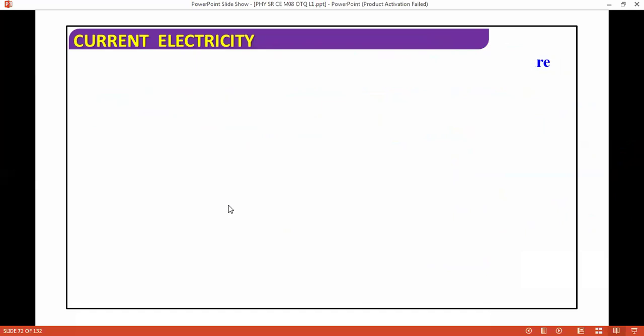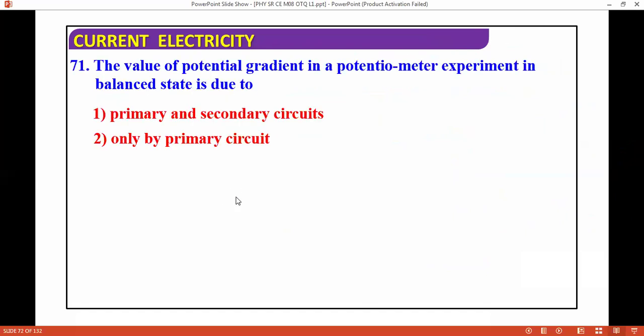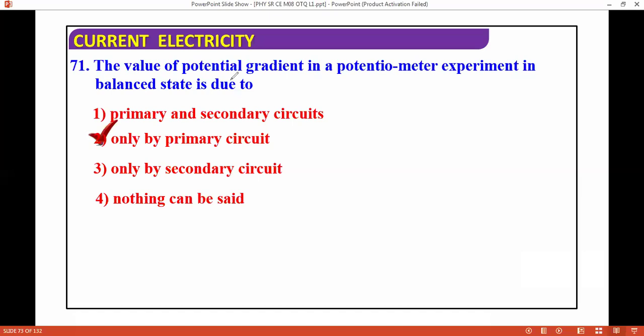Next question. The value of potential gradient in a potentiometer experiment in balanced state is due to what? At the balance state, it is balanced only by the primary circuit. The potential gradient we consider in a potentiometer experiment is only due to the primary circuit.